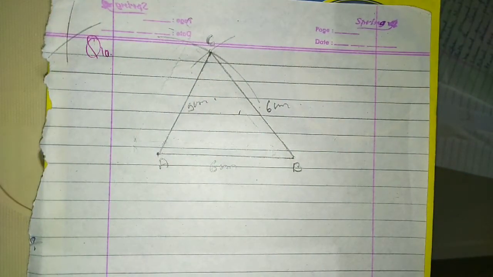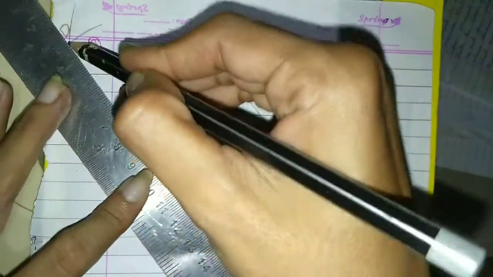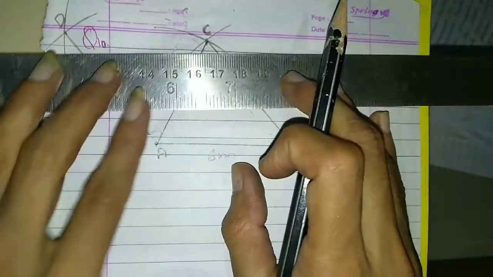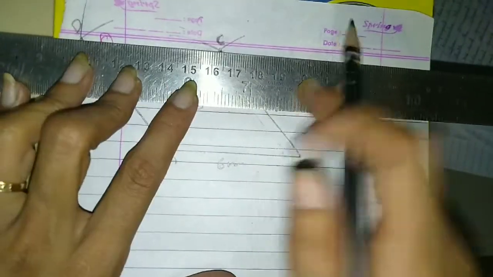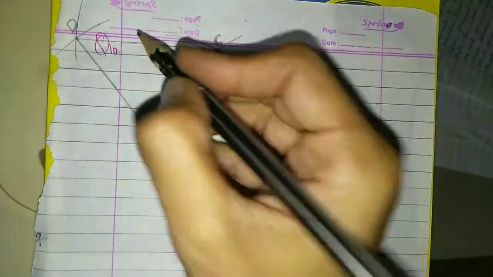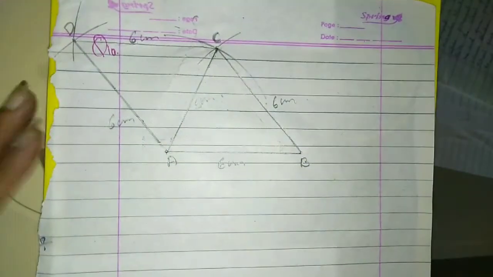Now in the same way we have to give the point D and join AD and DC. We got the parallelogram. This is also 6 centimeter and this is also 6 centimeter.